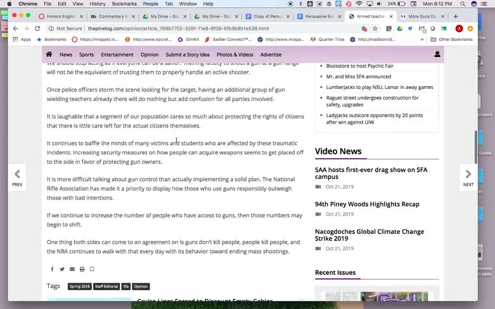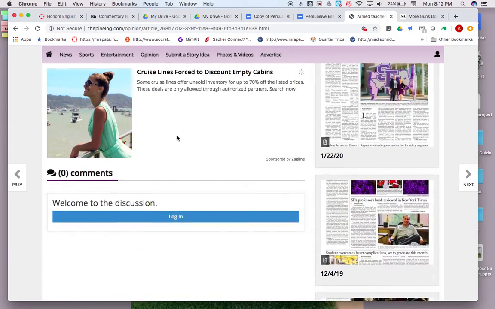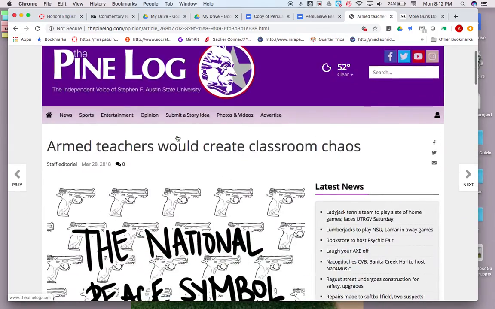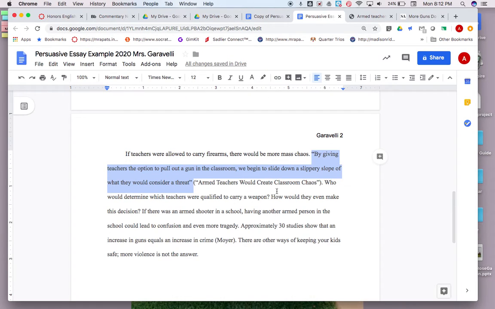And remember, all of this should already be written on your source card. Since there's not an author, I have to write the title of the article. Now remember, articles are put in quotation marks. And then you also have to put it in parentheses. So: armed teachers would create classroom chaos. It's in quotation marks because it's a title. And then it's inside of parentheses, then a period.